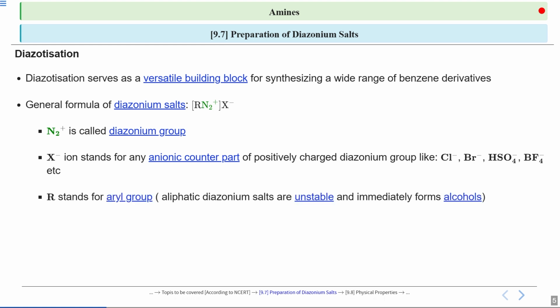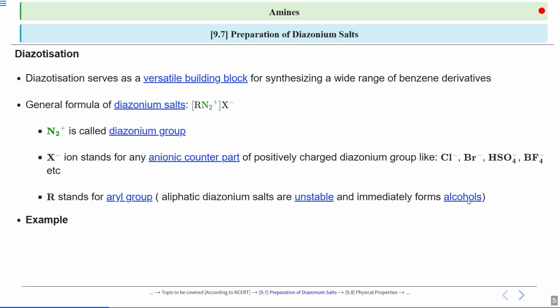Now, if we talk about R, then R in the formula stands for an aryl group, which means a group derived from benzene or similar rings. Now, it is important to note that if R is an aliphatic group, the diazonium salt becomes unstable and it quickly turns into alcohol. Okay, so you have to focus on this: if it is aliphatic, then diazonium salts are unstable and immediately form alcohols.